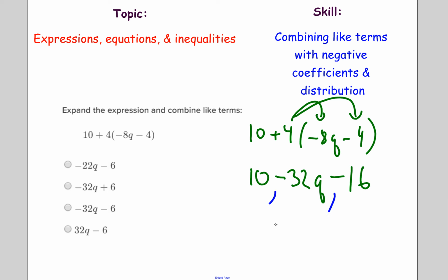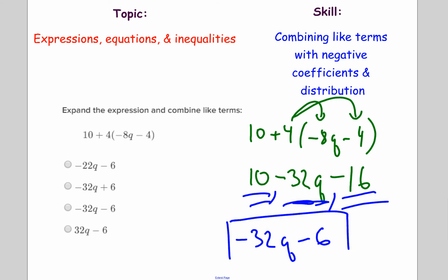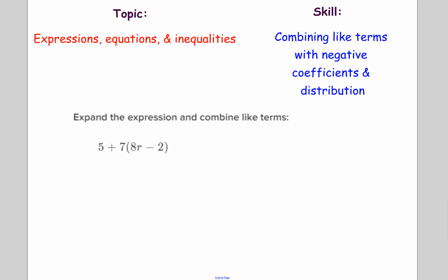Put my commas in. My variable, I always like to put that expression first. So that's negative 32q. Positive 10 and negative 16 together make negative 6. So negative 32q minus 6 is my answer. Let's do another one. Here we have 7 that's being distributed. If you're doing it on paper, I would rewrite it, but here I have room.